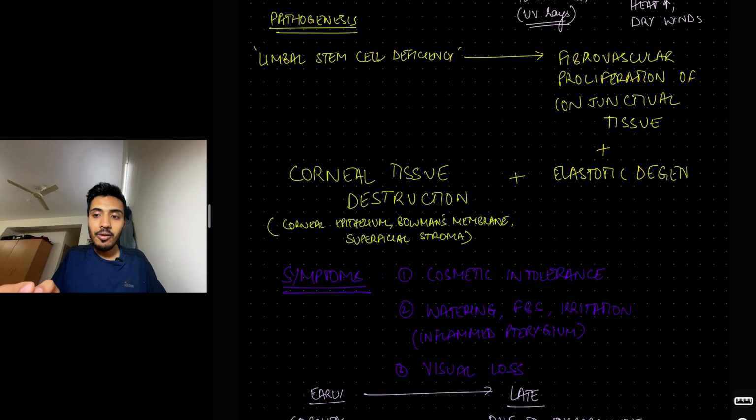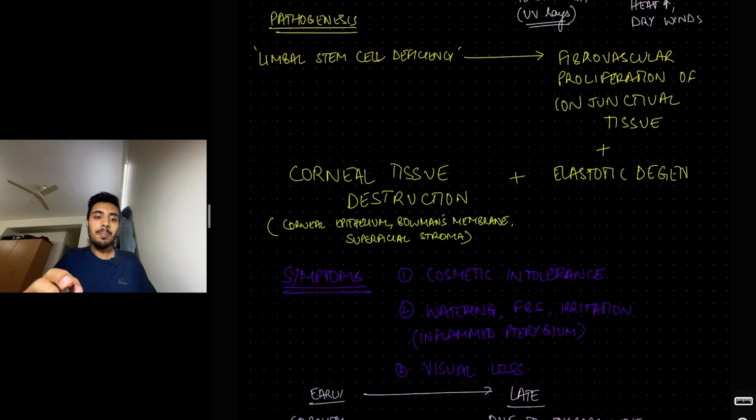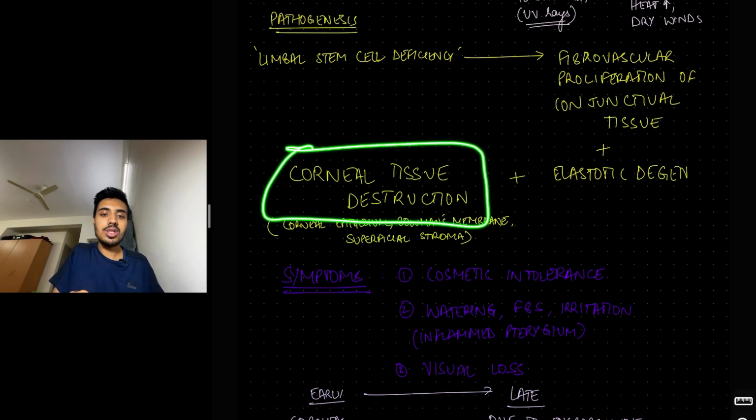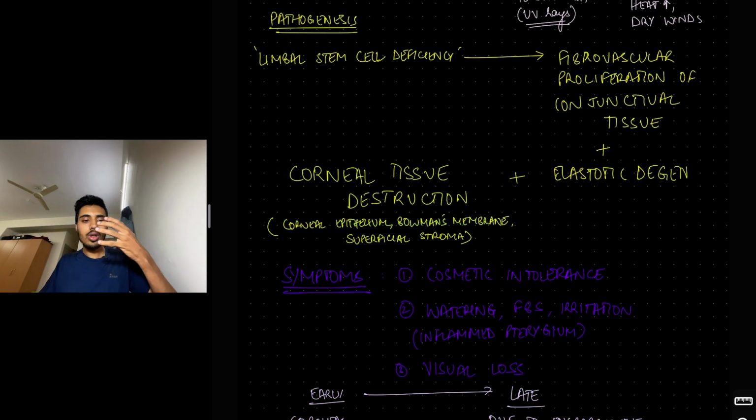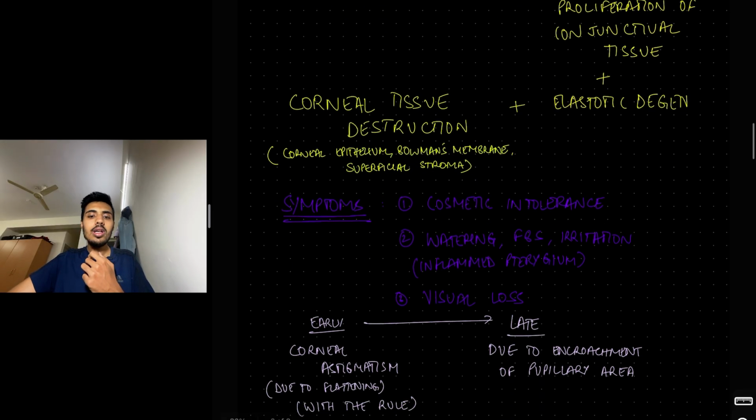And what is the type of degeneration? It is elastotic degeneration. And it is always accompanied with corneal tissue destruction. If it is coming over the cornea, it will also try to destroy the cornea, right? So the top layers of the cornea, like the corneal epithelium, the Bowman's membrane, the superficial stroma of the cornea, they get destroyed. So what are the symptoms?